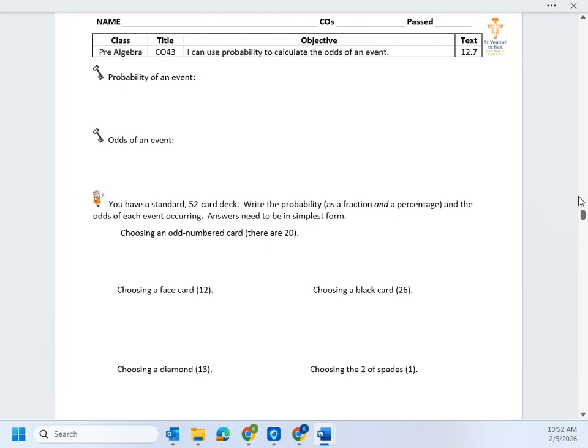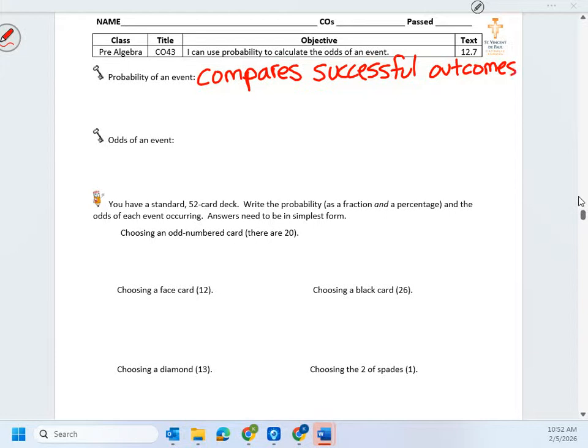The probability of an event compares successful outcomes to total outcomes. Oops, I have to spell correctly. This is like a fraction.